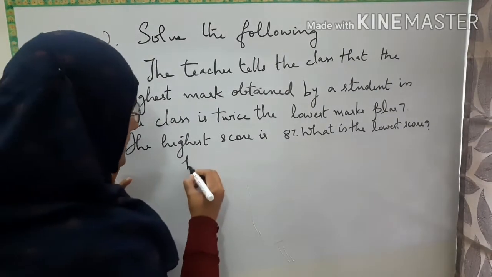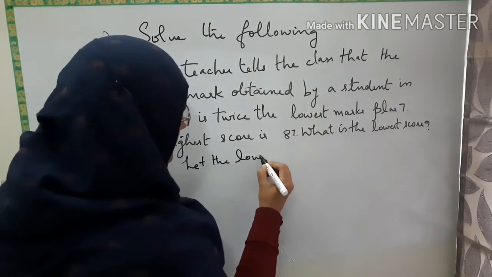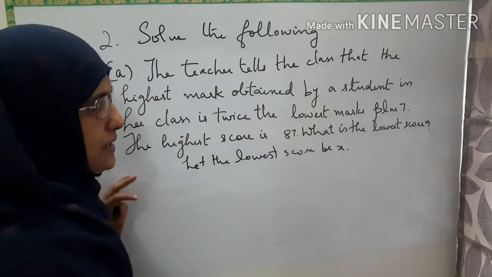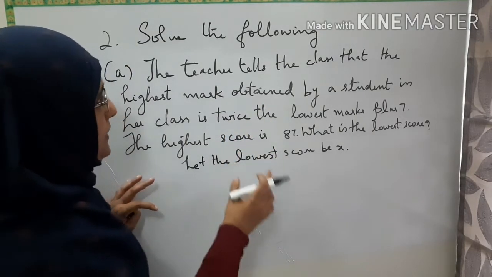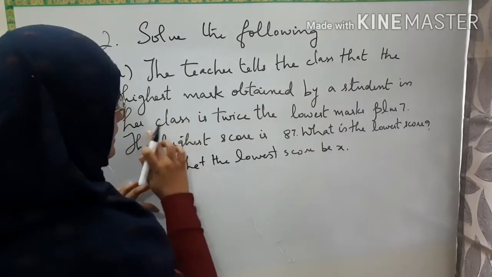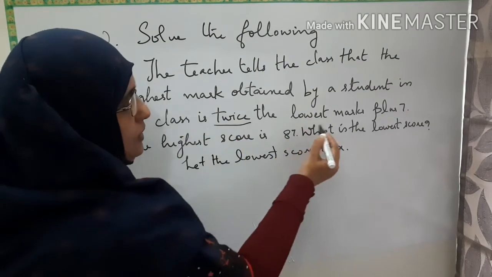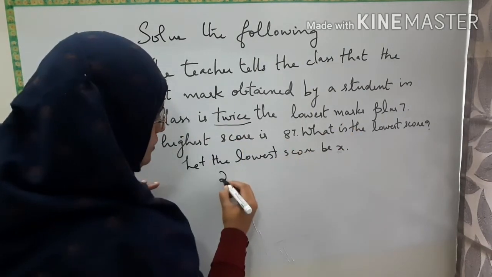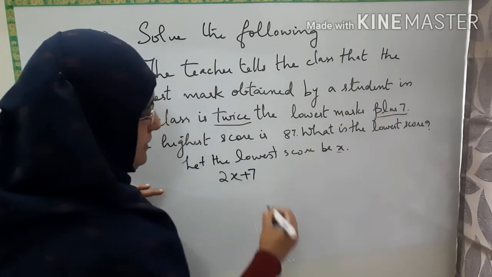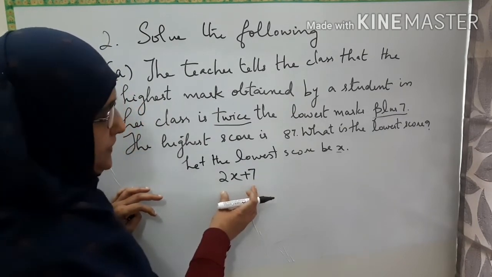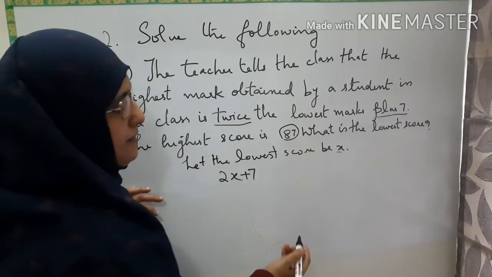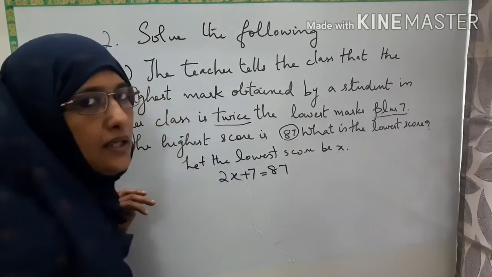So, first step, let the lowest score be x. Now you see step by step what are the conditions given. What did the teacher tell? The highest score obtained by a student in the class is twice the lowest mark. Twice the lowest mark means 2 times x, plus 7. This is the highest mark scored. 2 times the lowest mark plus 7. And the highest mark is given there, 87. So, it is equal to 87.